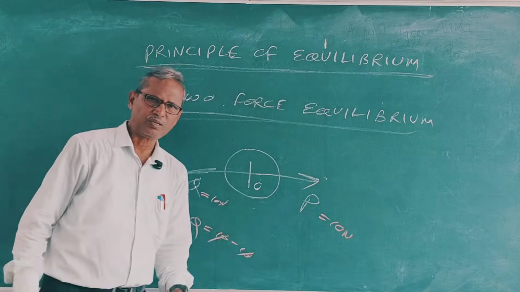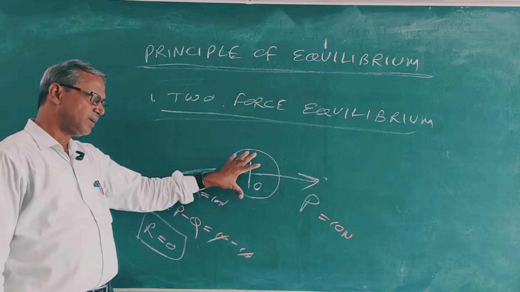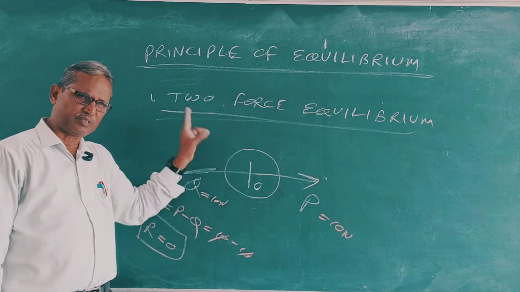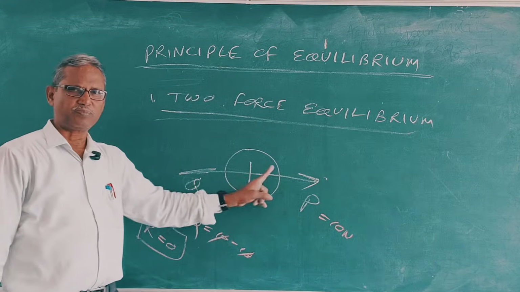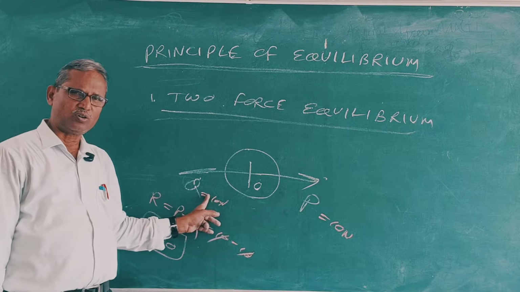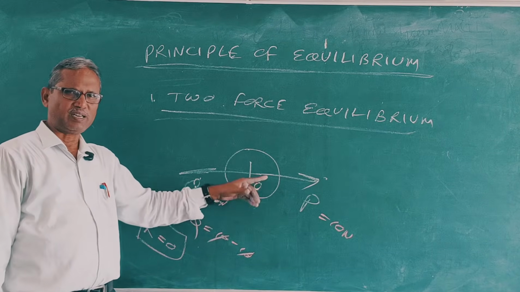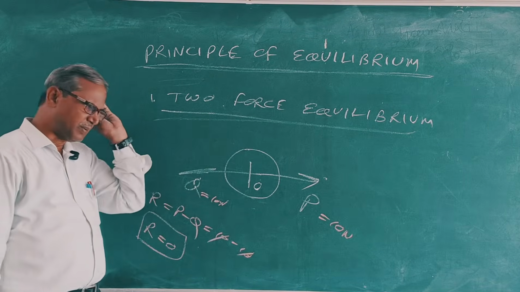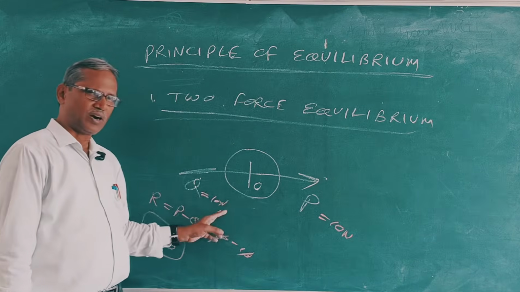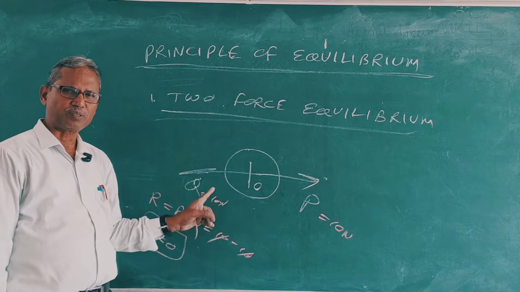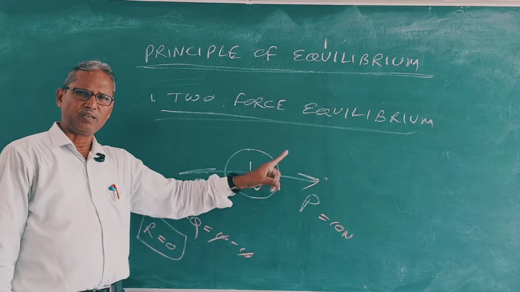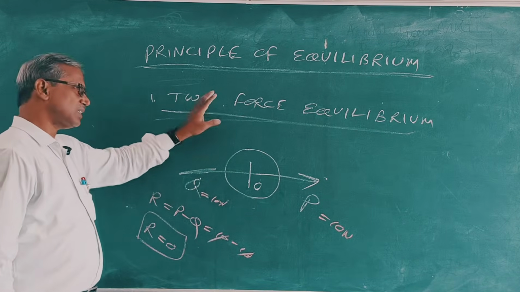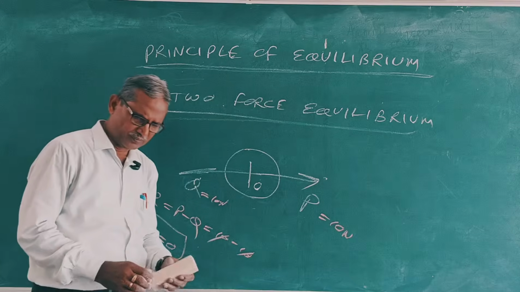Clear? Now, if two forces are acting on a body and the body is in equilibrium, then each force is equal in magnitude, opposite direction, and same line of action with the other force. Clear? That means P and Q are equal in magnitude. Q is equal to P and P is equal to Q. And both are opposite direction and same line of action. This is two force equilibrium. Clear? Next.